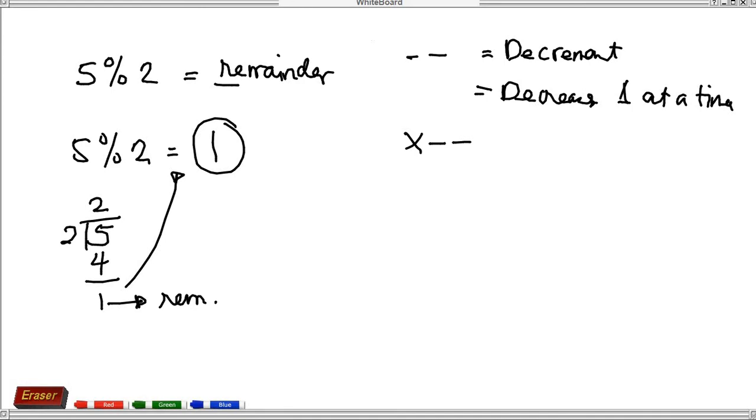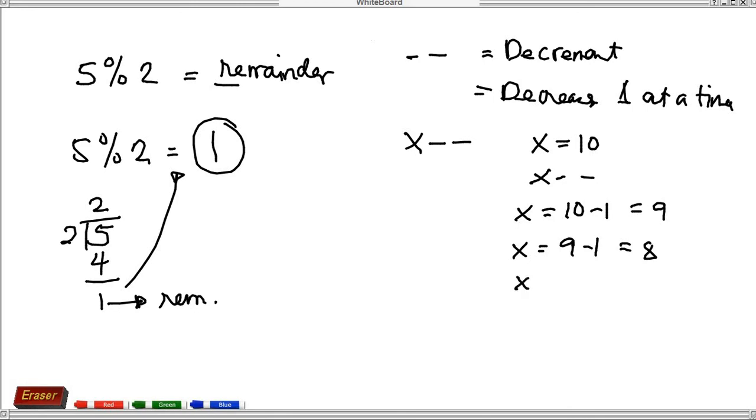So, when we say x minus minus, that means it will decrement the value of your x by only 1. Kaisa lang. Say for example, if x is equal to, let us say, 10, and you said x minus minus. So meaning, your x now is equal to 10 minus 1. So the result is 9.